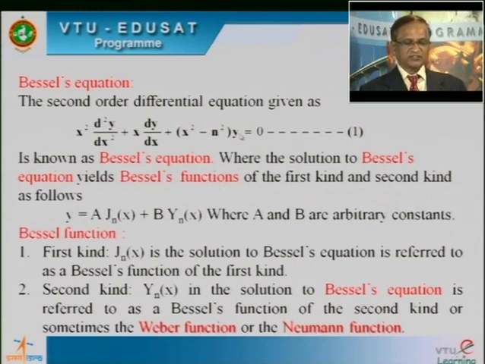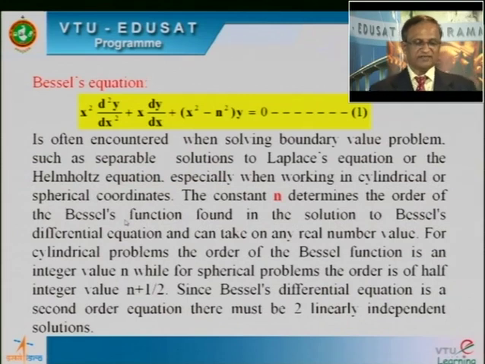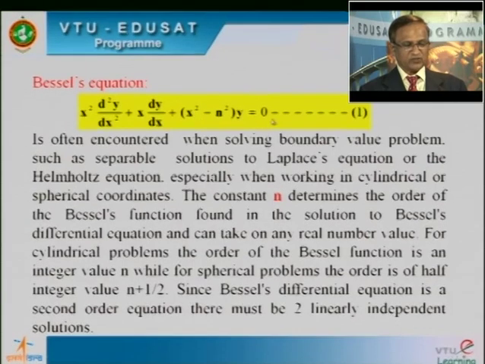So we want to find out the solution of this equation. The complete solution of this equation can be written down in this form. So these two, Yn(x) and Jn(x), are called Bessel's functions. Okay. So the given equation may be in this form: x square into d square y upon dx square plus x into dy by dx plus x square minus n square into y is equal to 0. It is often encountered when solving a boundary value problem, such as separable solutions to Laplace equation or Helmholtz equation, especially when working in cylindrical or spherical coordinates, right.